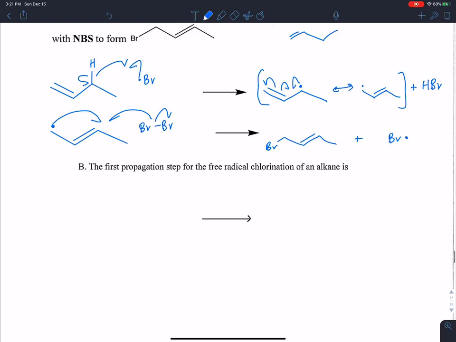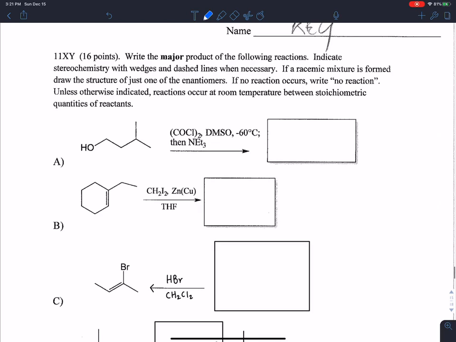Next one, they want the first propagation step of free radical chlorination of an alkane. Okay, well, if you have an alkane, let's say, like this one, you would have this H and a chlorine like this. So half goes here, half goes here, half goes here. You'd form the alkyl radical plus HCl like this. Not so bad. Next one. More questions. Yay. Okay. Normal reactions. COCl2, DMSO, NEt3. This is Swern, which is a mild oxidizer. So my primary alcohol should turn into an aldehyde like this.